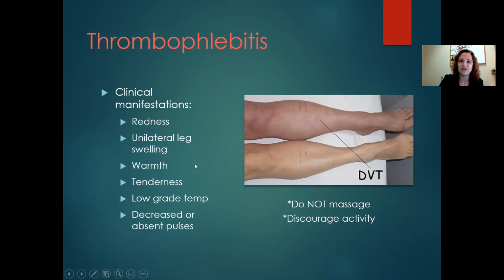Signs and symptoms of a DVT are redness, unilateral leg swelling, warmth, tenderness. You can see that here in this picture. This is what a patient would look like if they had DVT formation. Also low-grade temperature, decreased or absent pulses.